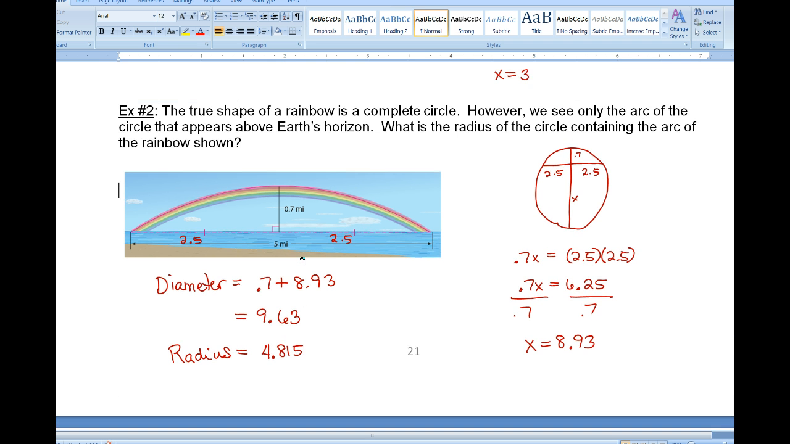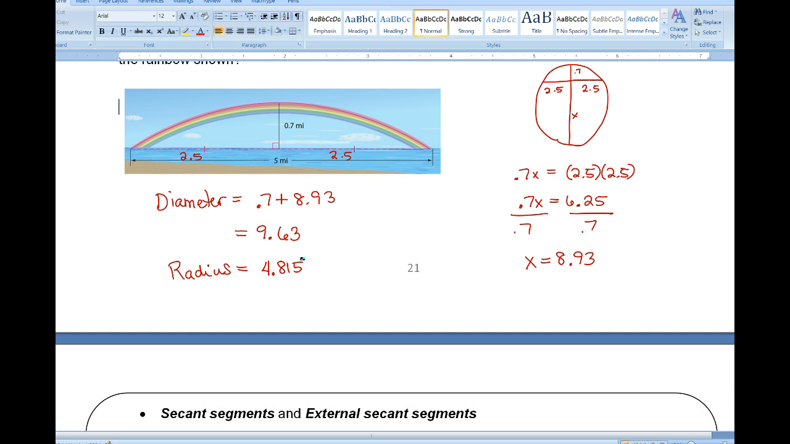Oh, it's not times. It's not plus 0.3. We're good? Okay. So what we had to do was visualize a big, gigantic circle that was mostly hidden. We had to use that property where if you have two chords and their segments, if you multiply them together, they're going to be equal to each other. Then we were able to figure out all the way across, which would be the diameter, and then just divide that by 2 and we get the radius.